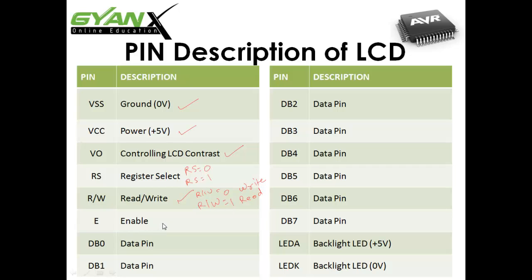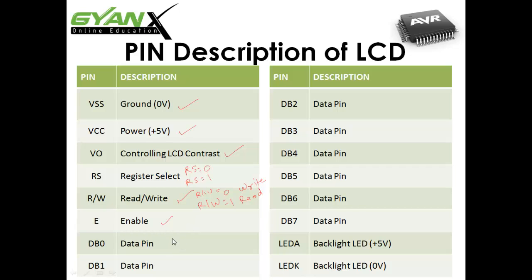Next one is enable. The enable pin is used by the LCD to latch the binary bits available on its data pins. When data is supplied to the data pins, a negative edge is applied to this pin so that the LCD latches in the data present at the data pins. This pulse must be a minimum of 450 nanoseconds wide. There should be a positive edge at the EN pin when a read operation is required. So this is the function of the enable pin.